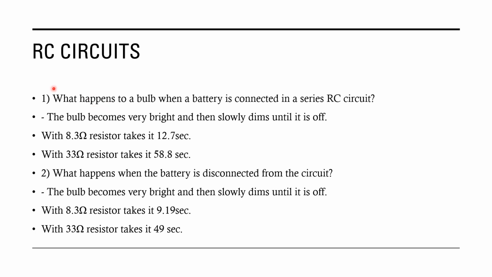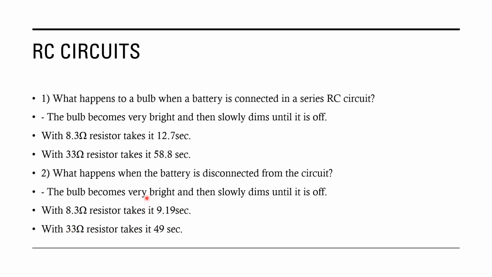When it comes to part B, RC circuits, what happens to a bulb when a battery is connected to a series RC circuit? The bulb becomes very bright and then slowly dims until it is off. With the 8.3 ohm resistor, it takes 12.7 seconds. With the 33 ohm resistor, it takes 58.8 seconds. And what happens when the battery is disconnected from the circuit? The bulb becomes very bright, then slowly dims until it is off. With the 8.3 ohm resistor it takes 9.1 seconds, with the 33 ohm resistor it takes 49 seconds.